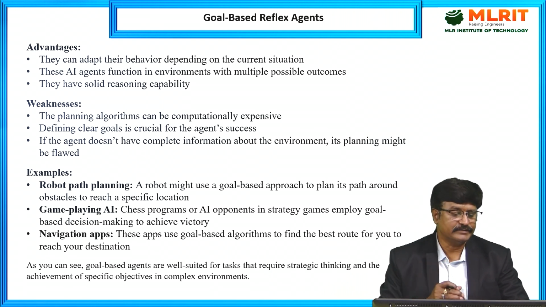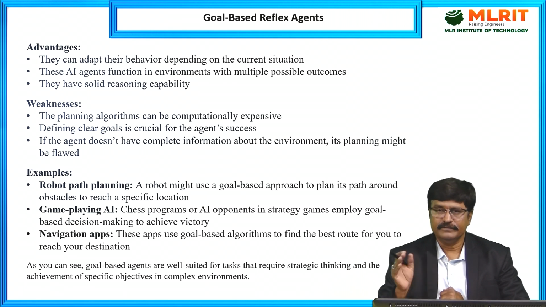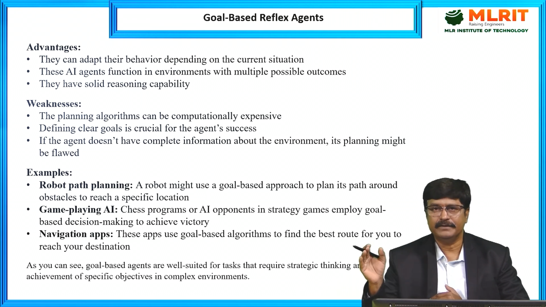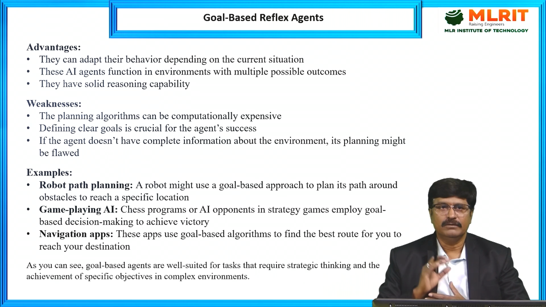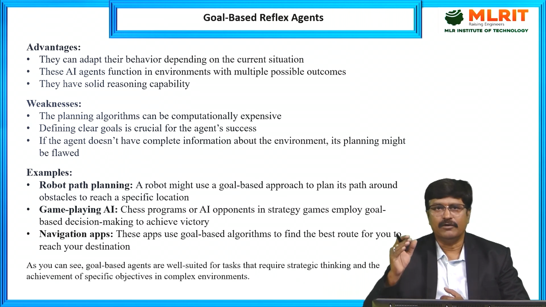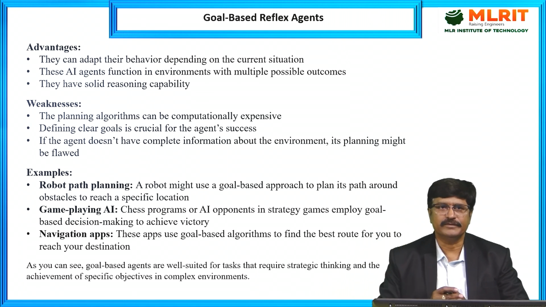What are the weaknesses in this system? The planning algorithms can be computationally expensive, because the computational cost is high. Defining clear goals is crucial for the agent's success, because how we define the goal is important. Clarity is important. If the agent doesn't have complete information about the environment, its planning might be flawed. So be careful about the goal and how far you have reached it. The information is important in these cases.